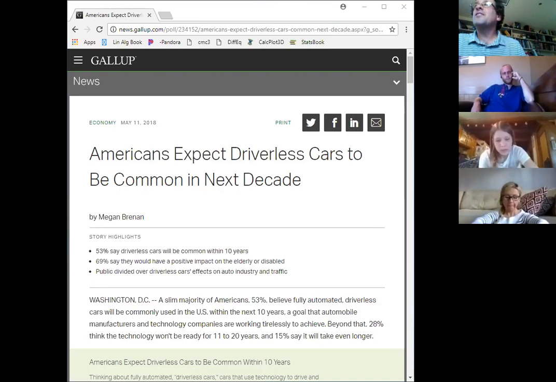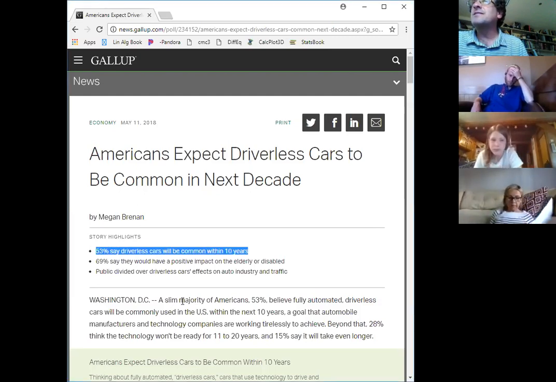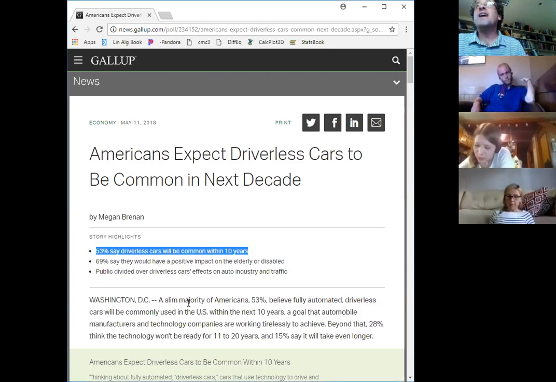So they also have a little article, and it says, Americans expect driverless cars to be common in the next decade. Okay. And let me just read the story, highlight the first one. 58% say driverless cars will be common within 10 years. So what do you think? Raise your hand. You don't have to unmute if you don't want to. If you think driverless cars will be common in 10 years.